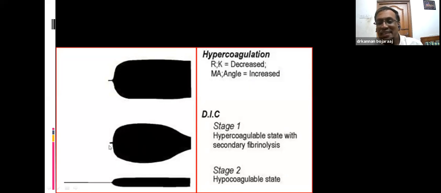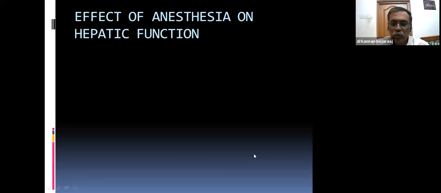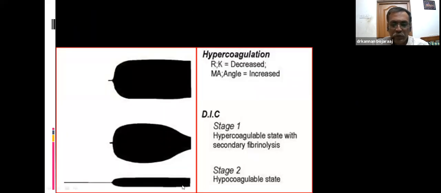The initial stage is consumption coagulopathy. All the coagulation factors in the body are consumed in the early stage. So DIC in the early stage is hypercoagulable, followed by secondary fibrinolysis in stage 2. See stage 2, there is fibrinolysis. There is no clotting. There is only fibrinolysis and bleeding everywhere.